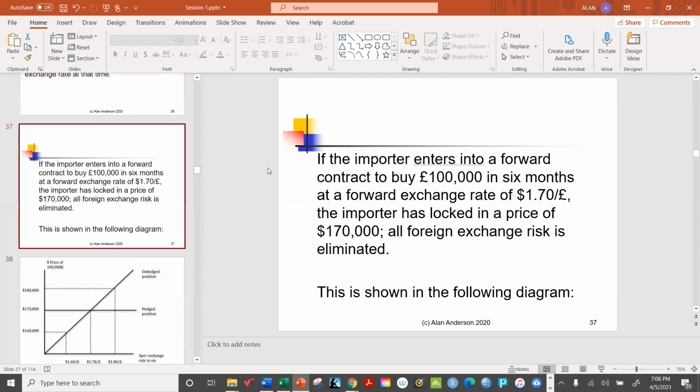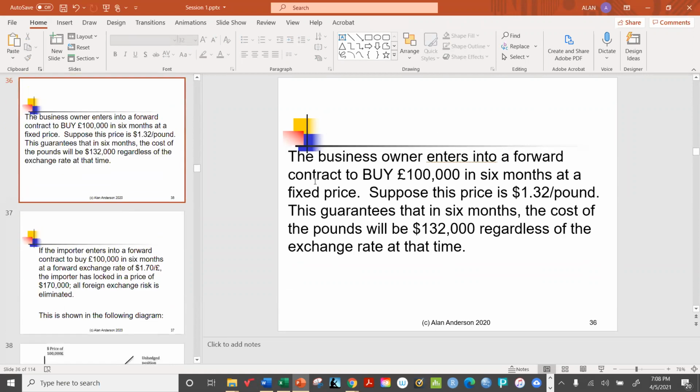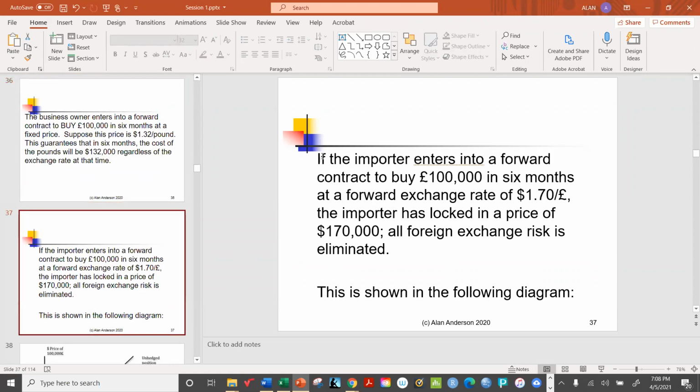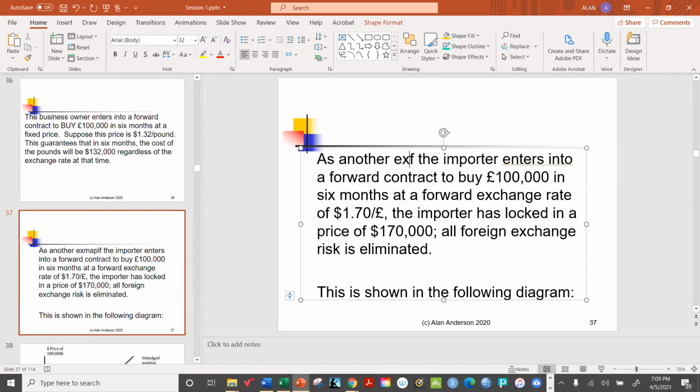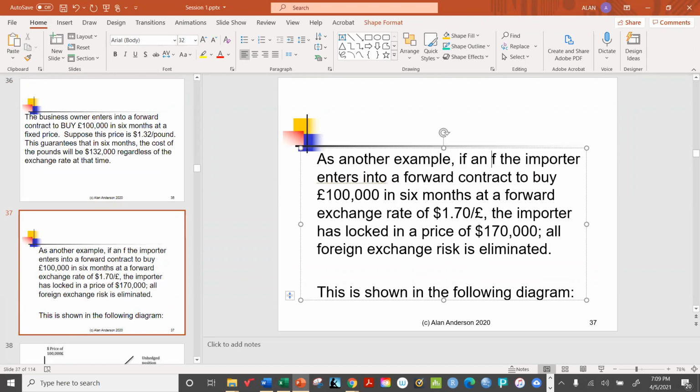Now, as another example, this one has some slightly different numbers. Suppose that this is another importer. You see the numbers are different, but that's okay. It's the same principle. We decide to enter into a forward contract to buy 100,000 pounds in 6 months. The forward exchange rate in the contract is $1.70, which means that we've locked in a price of $170,000, and that's completely independent of whatever the exchange rate happens to be at that point in the future.